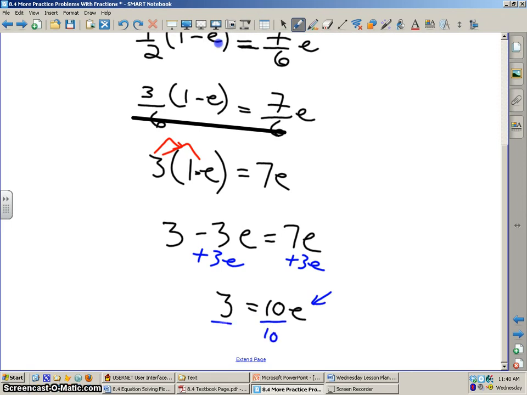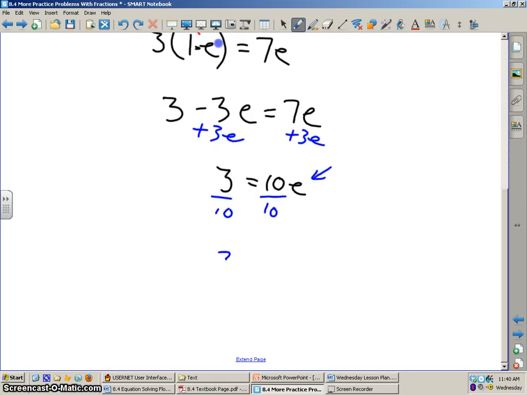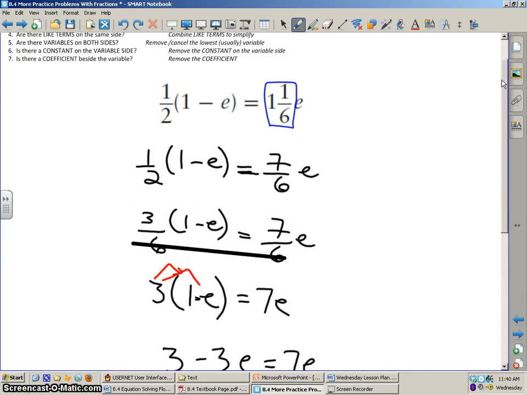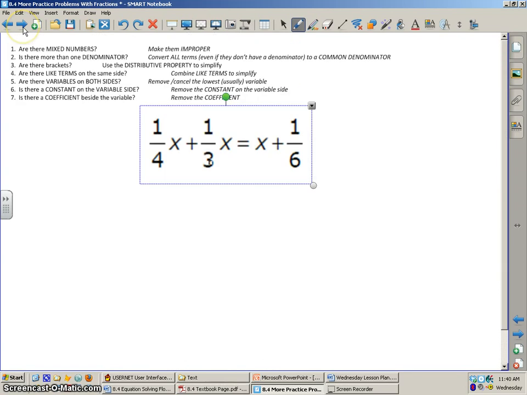We would divide both sides by 10. And you can just leave that as 3 over 10 if you like. 3 over 10 equals 1e. If you're desperate to convert it, I guess you could. Okay, so that one looked a little hairy, but you know, if we start with mixed numbers and then get the common denominators, we'll be okay.